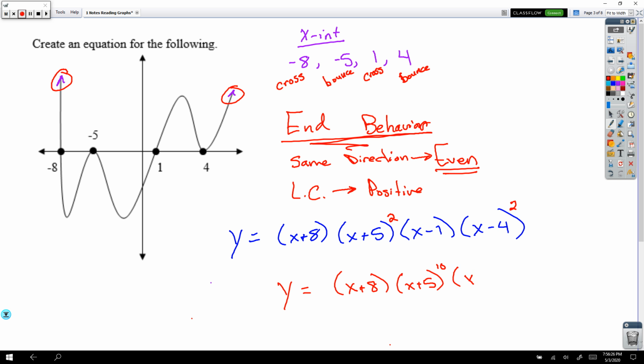Then we have the x minus 1 has to be odd. You could pick anything, so 73, why not? And then the x minus 4 has to be even again, so we could say something like 8. So you just have to add everything up to make sure you have an even number at the end. So 1 plus 10 is 11, plus 73 is 84, plus 8 would give me 92. So I'm still even, still positive up front, so we're still good. Okay?